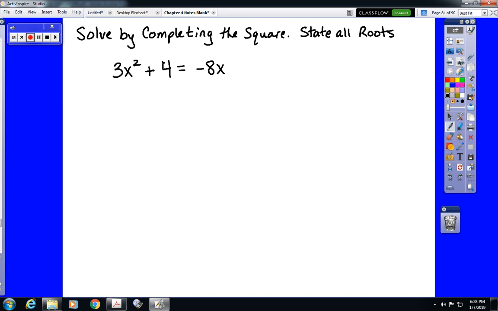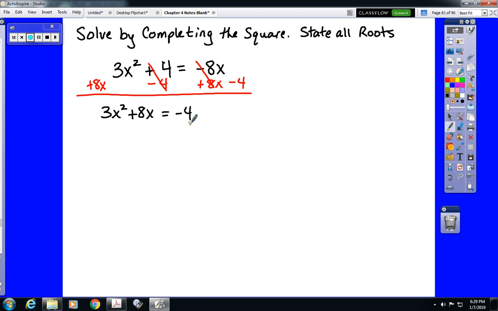Here is another quadratic. We need to put it in the correct form. So again, in order to be in the right form, the x term is on the wrong side, so we need to add 8x to each side. And the 4 is on the wrong side, so we need to subtract 4 from each side. That will change this into 3x squared plus 8x equals negative 4. Now again, that form does not allow a number in front of x squared, so we need to divide everything in this problem by 3.